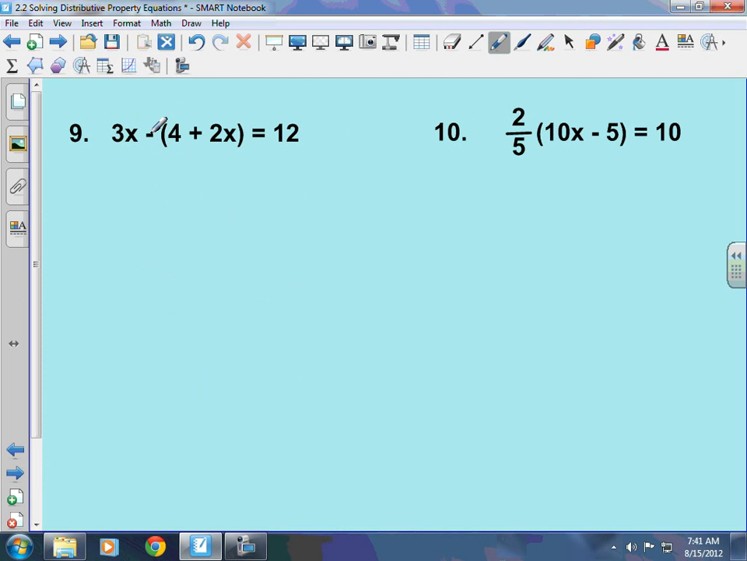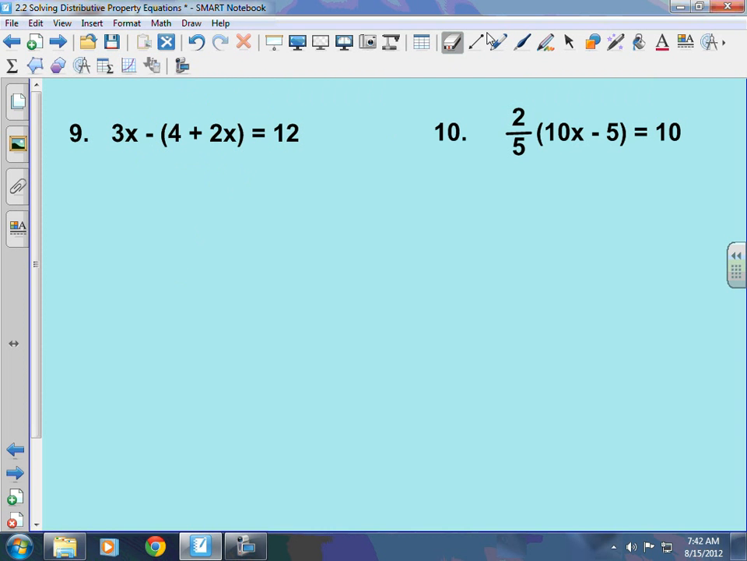Number 9. This is the lazy mathematician. They put a negative sign here, but what has to be behind that negative sign? Negative 1. If you remember back when we were doing matrices, I told you anytime you have a negative sign in front of the matrix or in front of parentheses, it changes the sign of everything in here. So I have to distribute my negative 1. Negative 1 times 4, negative 1 times 2x.